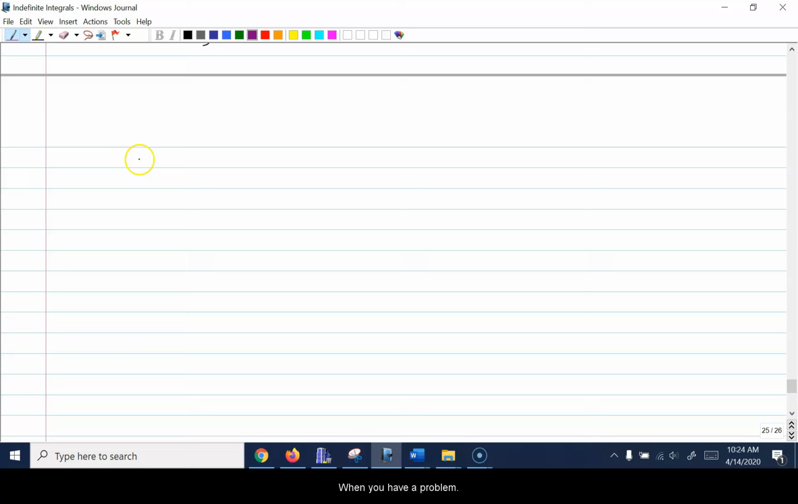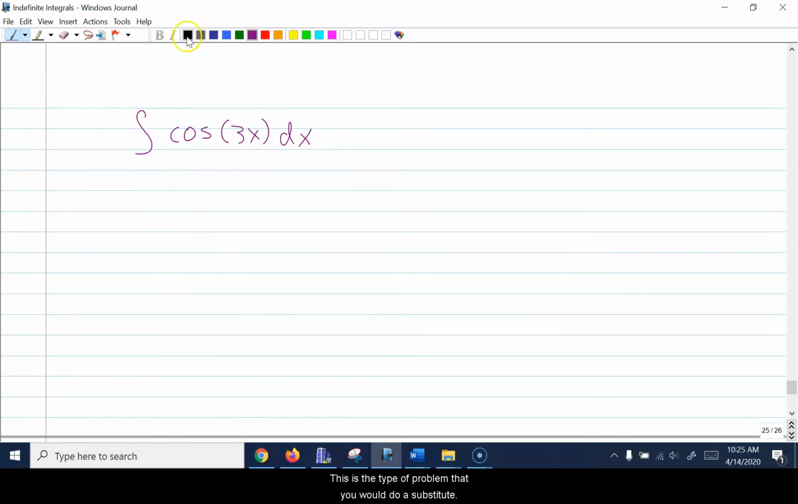Okay, I know I said I was done talking about substitution, and hopefully you did go and do that homework, but I want to observe one more thing that's going to make our next topic easier. When you have a problem like, say, I want to integrate cosine 3x, this is the type of problem that you would do a substitution on.